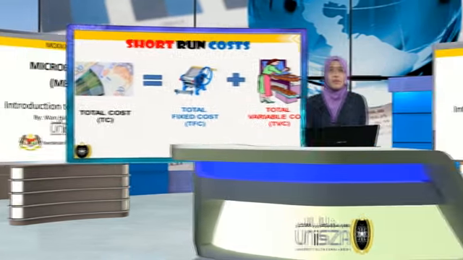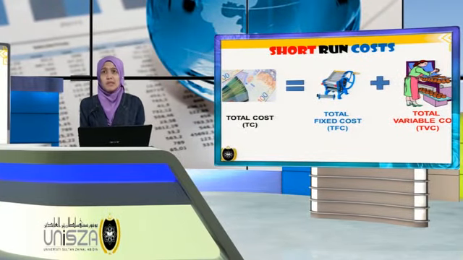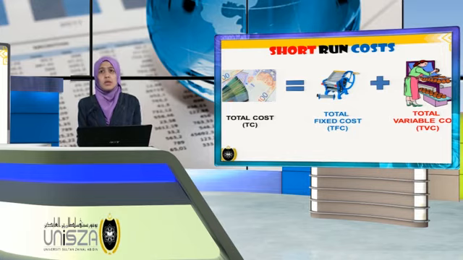As we all know, the cost of a firm, which is total cost, is derived from both costs. Total cost equals total fixed cost plus total variable cost, where fixed cost is TFC and variable cost is TVC. In other words, TC can be defined as the sum of the costs of all inputs used to produce goods and services.